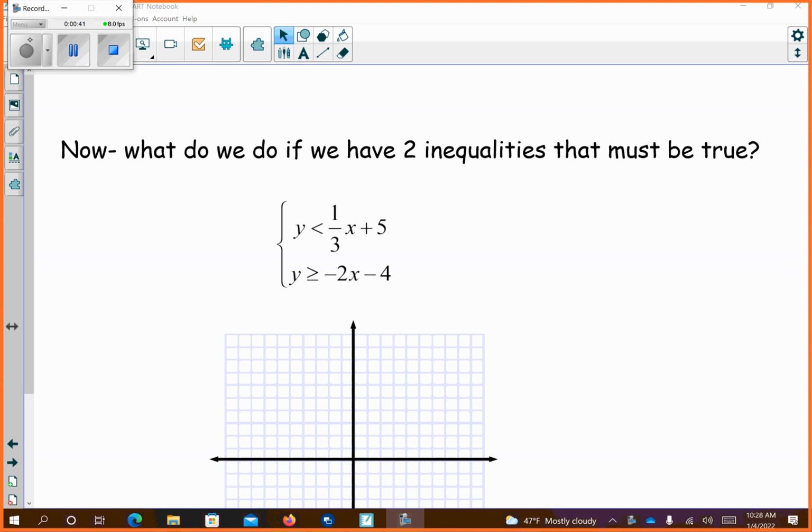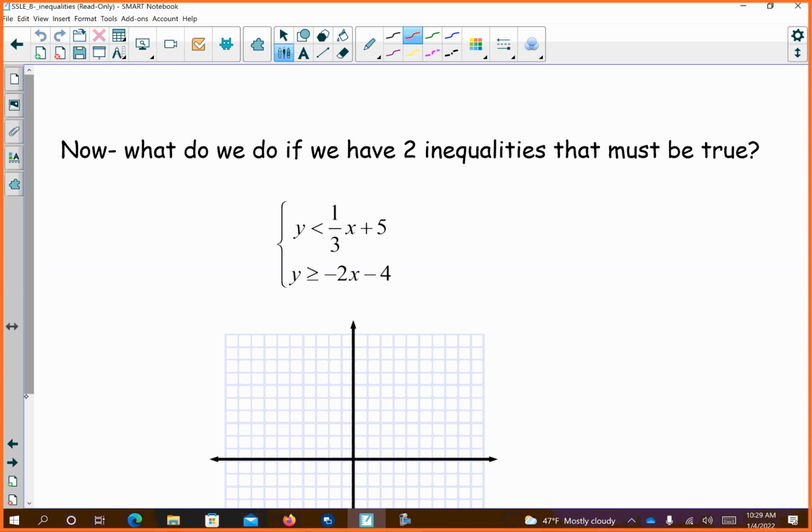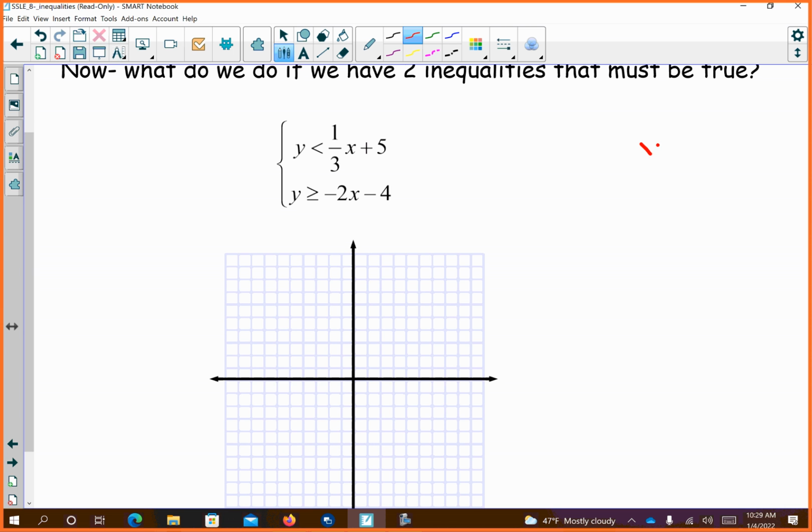So what we're going to do is graph them. Please stop me if you forgot how to graph. But I think these are both set up as y equals mx plus b. Agree? Where (0, b) is the y-intercept and m is the slope. Just because I have an inequality sign there doesn't mean we can't use the same tools to graph. So we're going to do this first one in red.